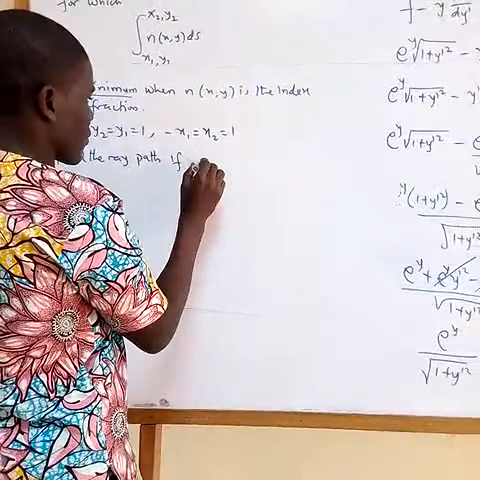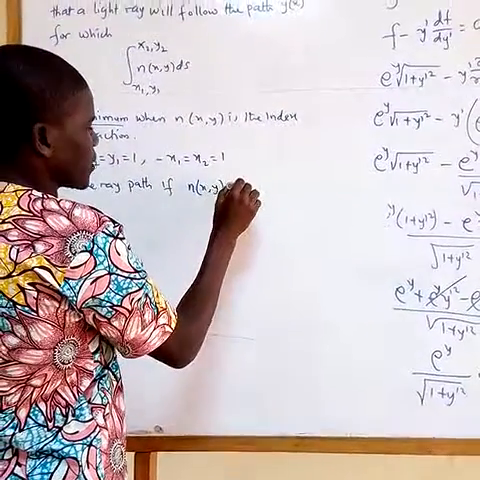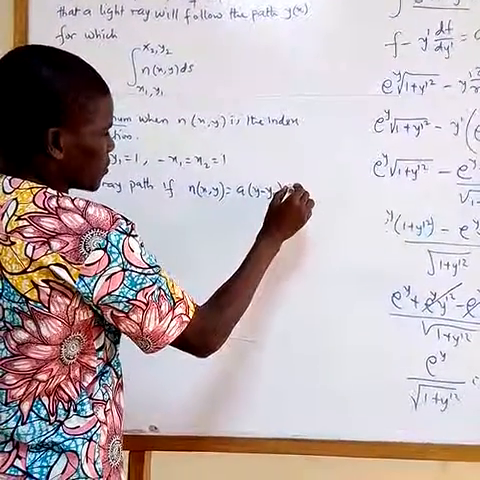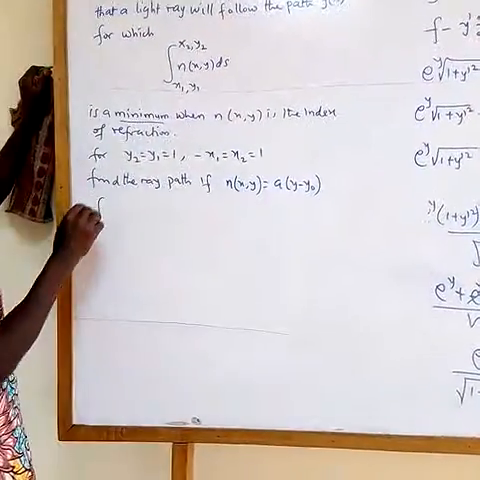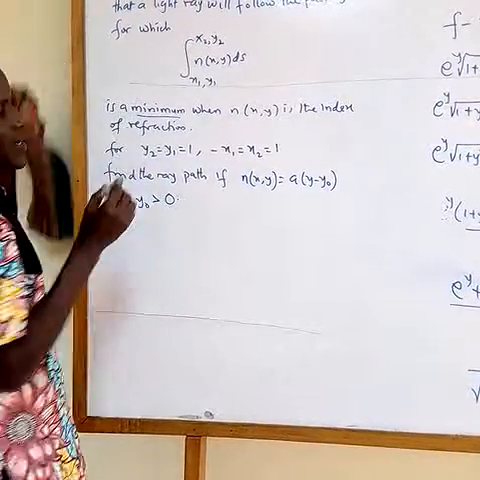n of x comma y is equal to a into bracket y minus y naught, for y naught, y not greater than 0.